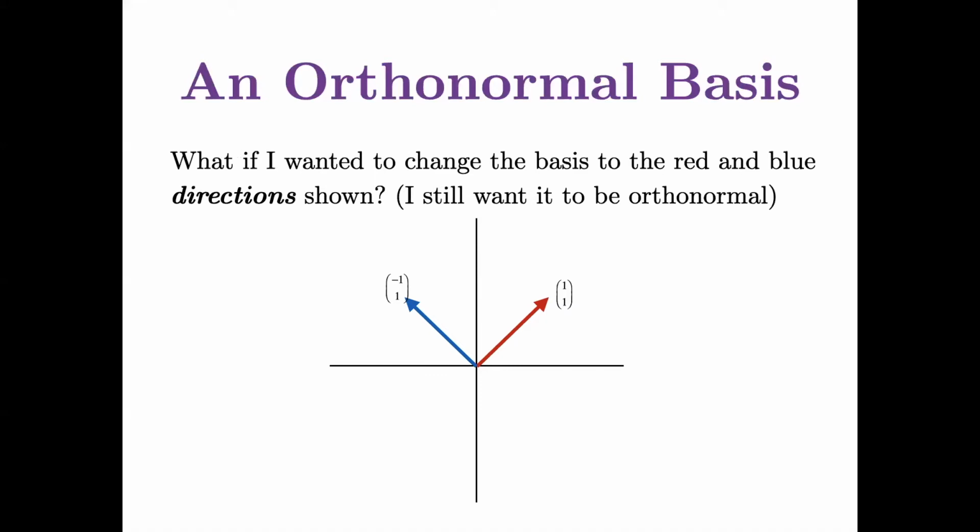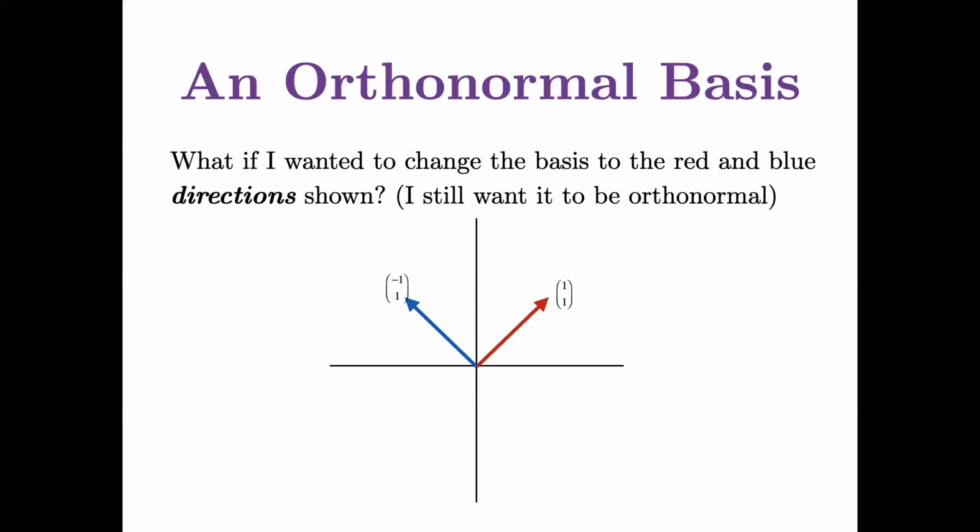Now, what if I want to change the basis to the red and blue directions shown, but I still want it to be orthonormal? Well, the two vectors under consideration are mutually perpendicular, so that satisfies the first part of the definition, but I also need them to be unit vectors.